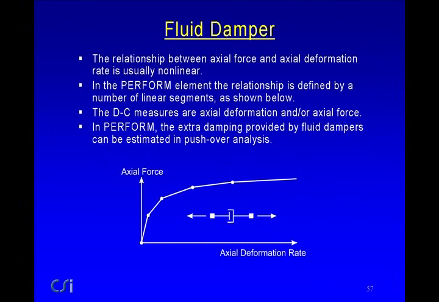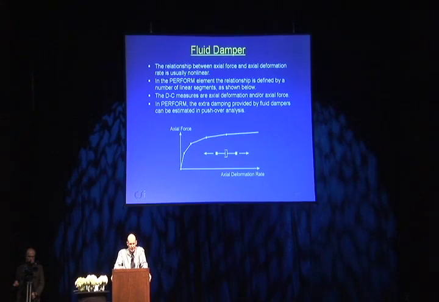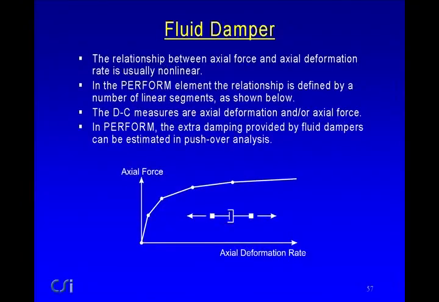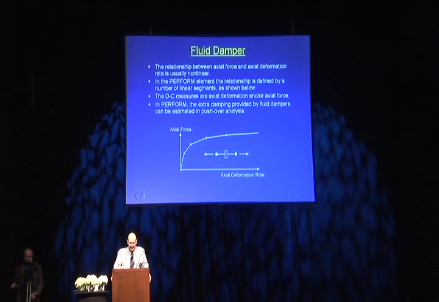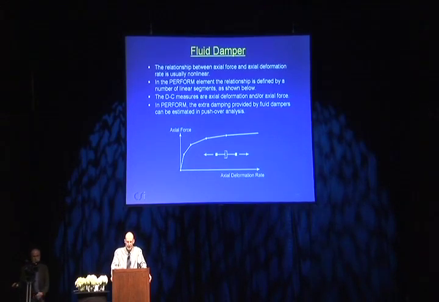You can use a fluid damper. In a fluid damper, the relationship between axial force and axial deformation rate is usually nonlinear, as indicated in the diagram below. One of the reasons, I understand, is that if it were linear and the earthquake was stronger than you expected, the force would keep on going up and you could break all the connections. If it flattens out like this and the earthquake is stronger than you expect, the strength levels out, so you're less likely to break all the connections.